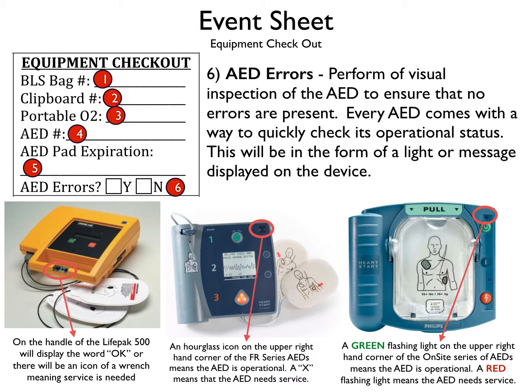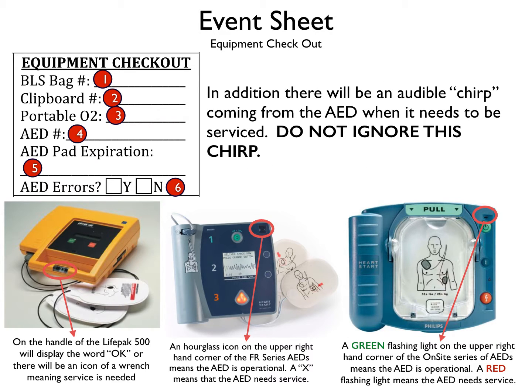And for the Philips HeartStart AEDs, there is a green light that will be flashing in the upper right-hand corner of the device. If you see a red flashing light or no flashing light at all, that means the device requires service. In addition, if the device requires service, you will hear an audible chirp. Do not ignore this audible chirp. If you hear an audible chirp and see that an AED requires service, please notify the on-duty supervisor.